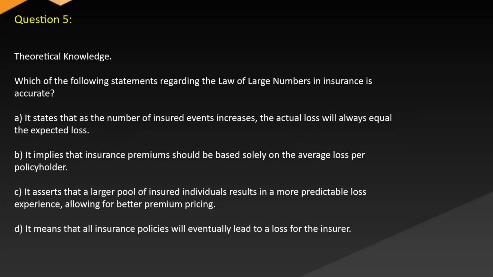Question 5. Theoretical knowledge. Which of the following statements regarding the law of large numbers in insurance is accurate? A. It states that as the number of insured events increases, the actual loss will always equal the expected loss. B. It implies that insurance premiums should be based solely on the average loss per policyholder.